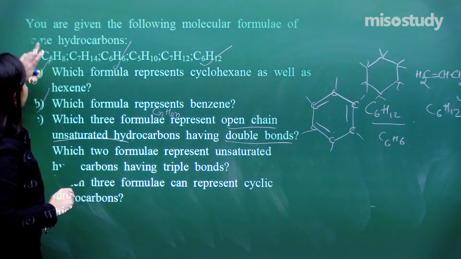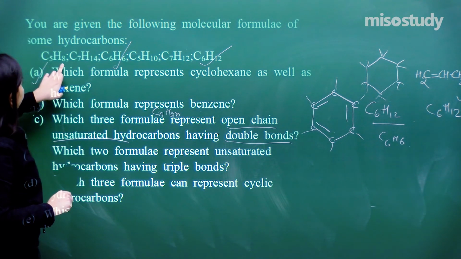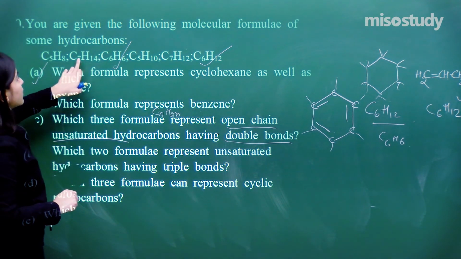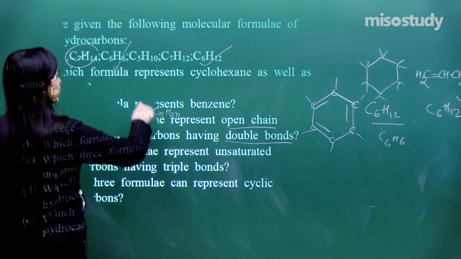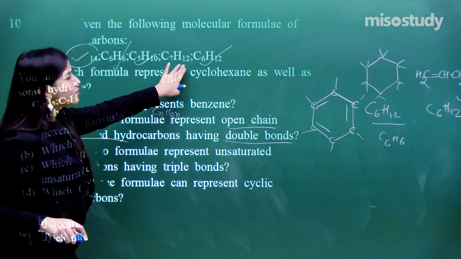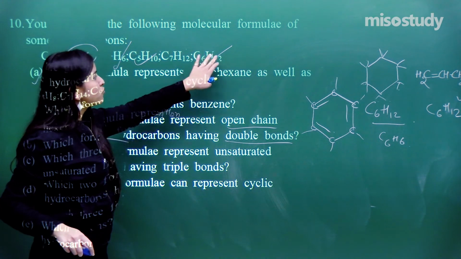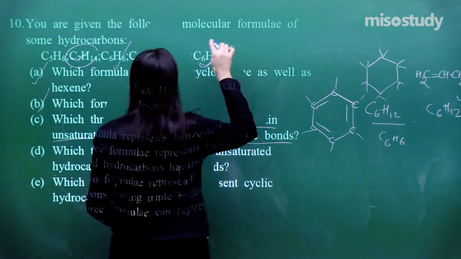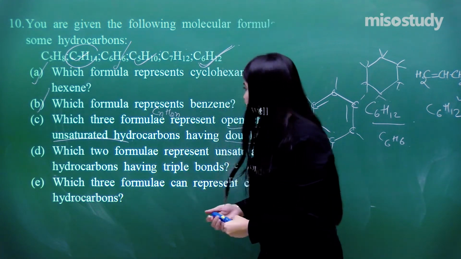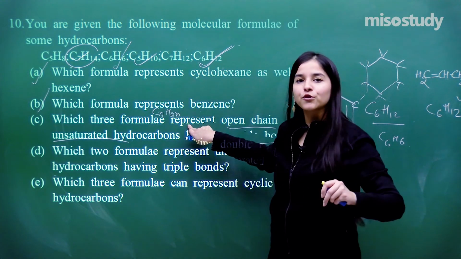Twice, where can you find twice? C5H8, no it is not. 7 2s are 14, yes this is. 5 2s are 10, this is one. 7 2s are, is it 12? No it is not. 6 2s are 12. Yes, this can be, and this is. So there are 3. They had asked for 3 only.